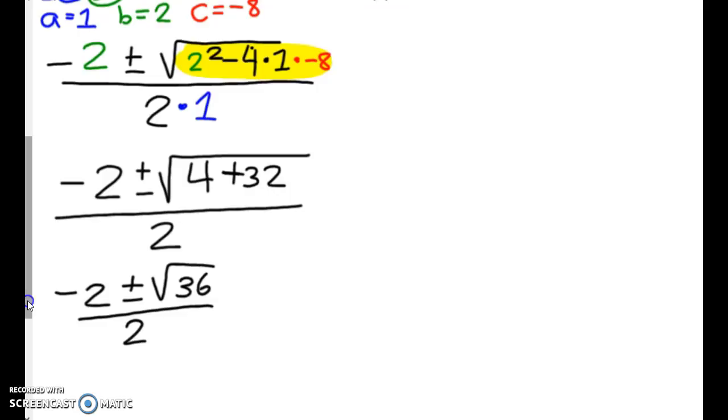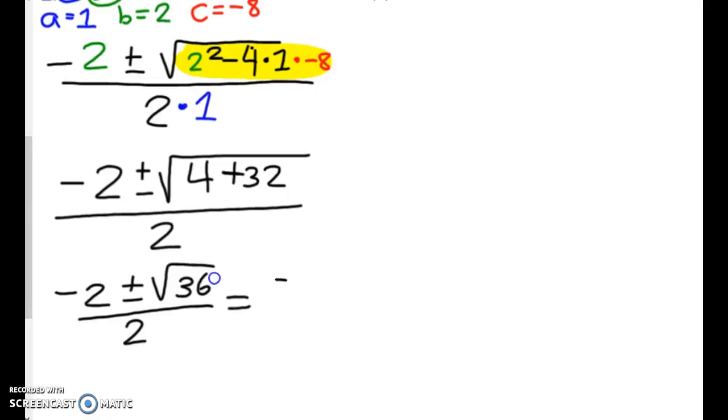Still divided by 2. Well, if the 36 was not able to be simplified, you would actually stop and say that this is your final answer. Yes, you could get decimals for this. Yes, you could do other things, but this is where you would stop. But the good news is 36 actually can be simplified.